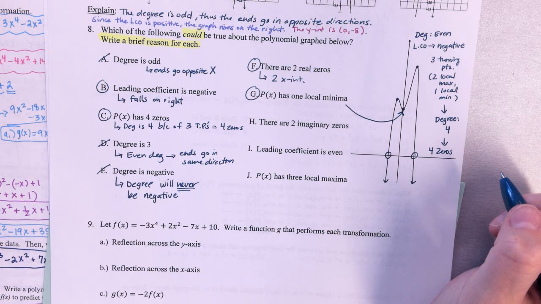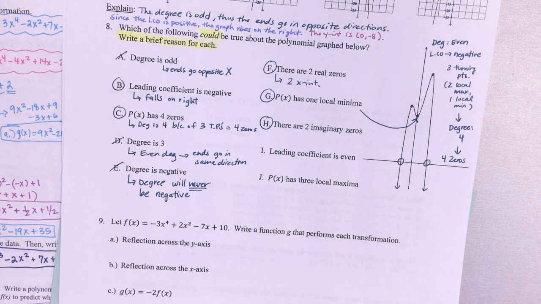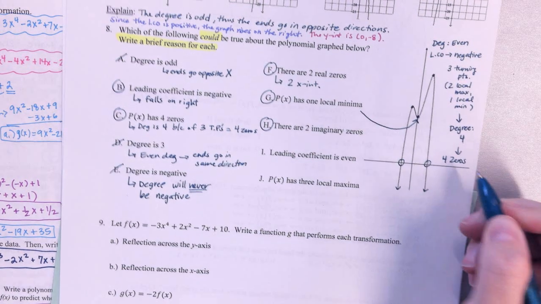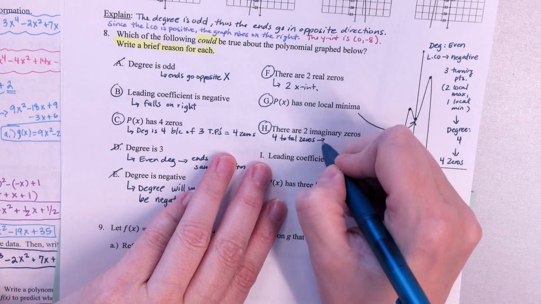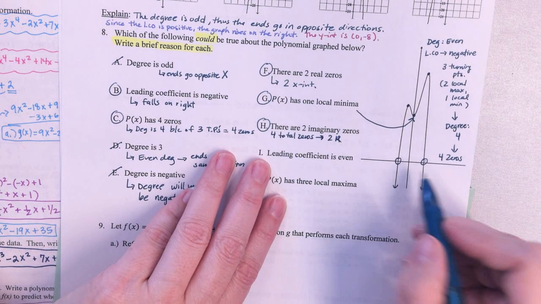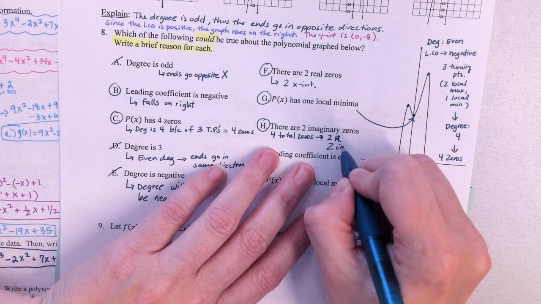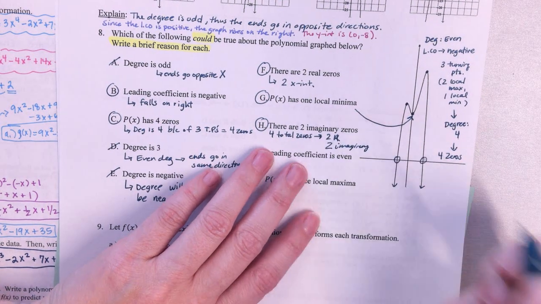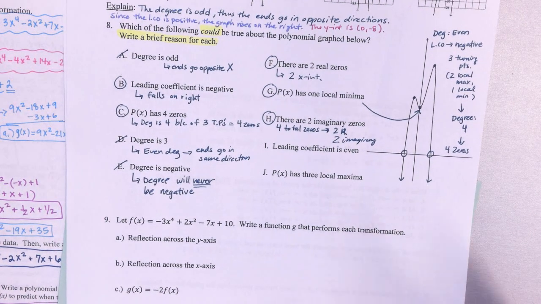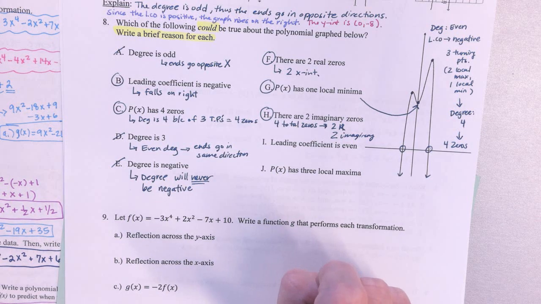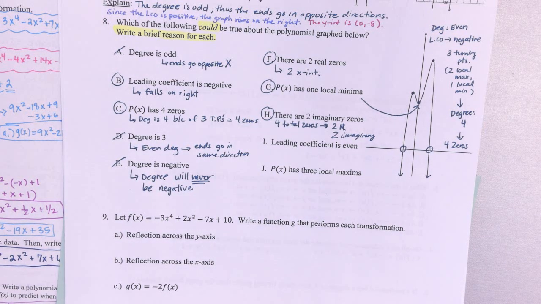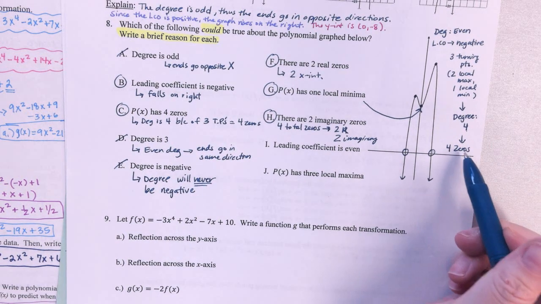There are 2 imaginary zeros. Yeah, it has to be true, right? Because if you have a total of 4 zeros, 4 total zeros, how many are real? 2. If there's 2 real, okay, then the other 2 have to be imaginary. Yep, so that absolutely could be true. What if it said 3 imaginary zeros? Could that be true? You can never have an odd amount of imaginary zeros, no matter what the situation. Remember, they come in pairs. And then also we know the number of zeros.